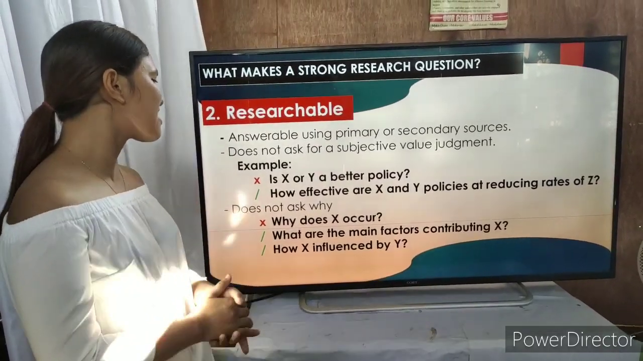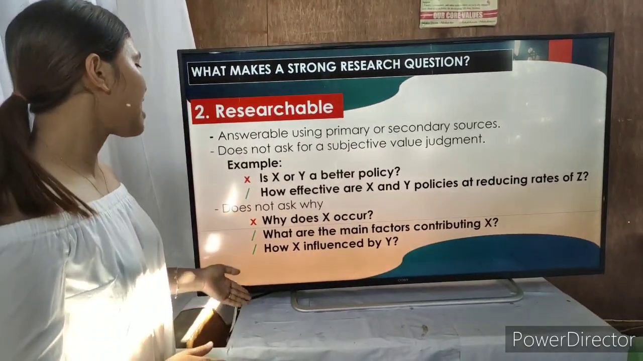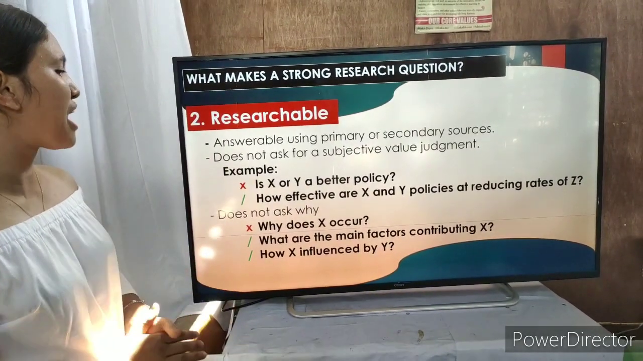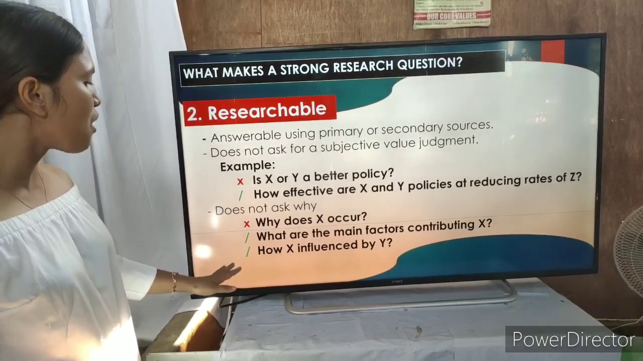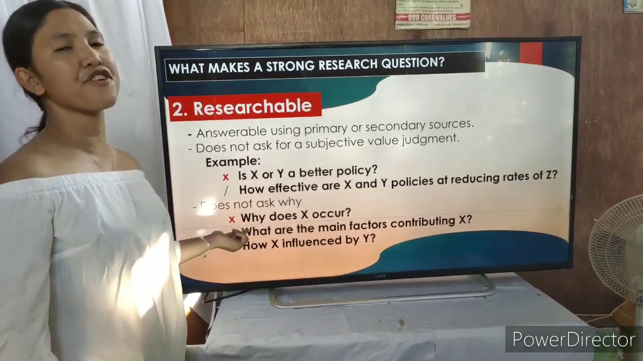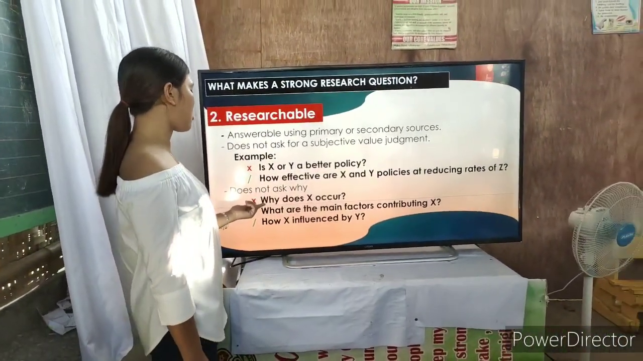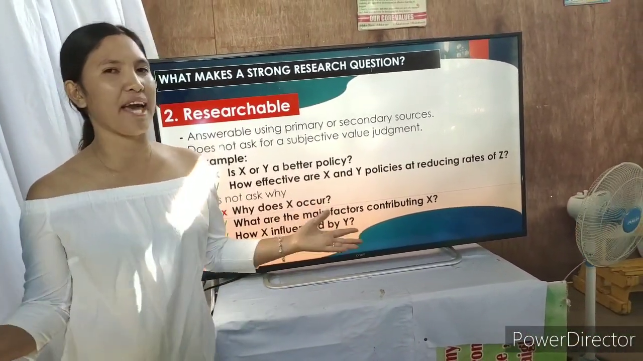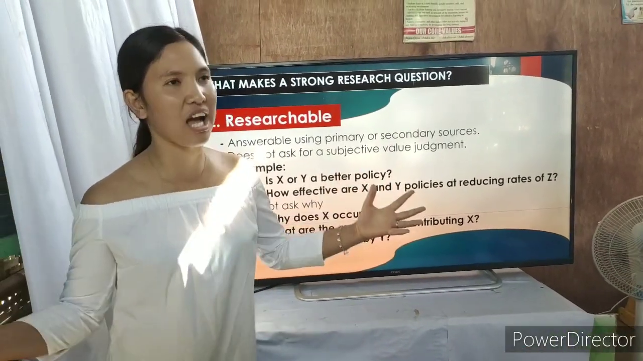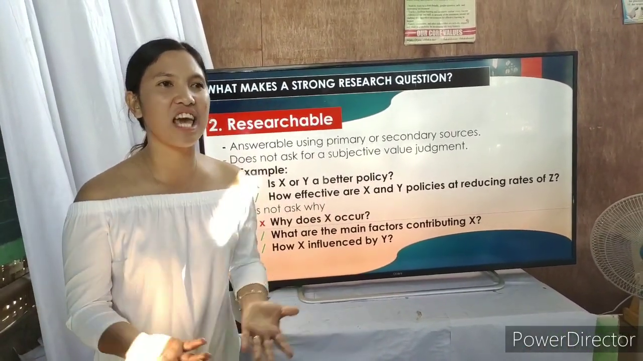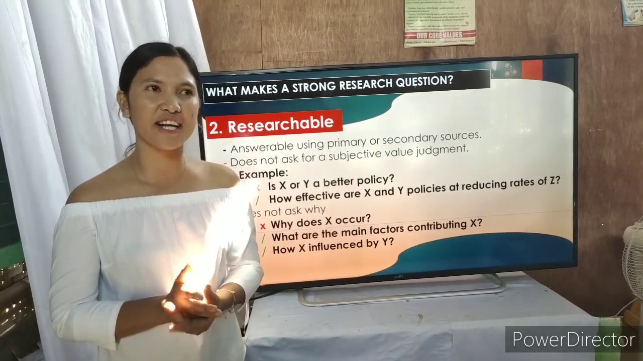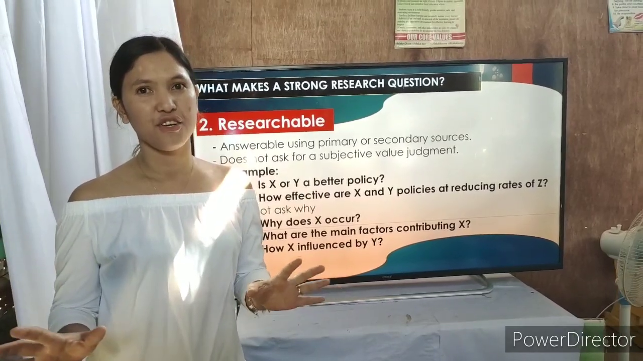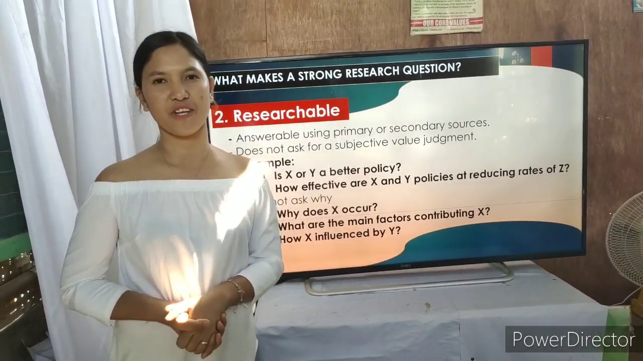Okay, a research question does not ask why. Example, why does X occur? What are the main factors contributing to X? How is X influenced by Y? The first question is not a good research question since it uses why. Why is too open. Parang masyadong malawak siya. If you are asking a respondent, it's very hard to identify the answer because they have a lot of answers. So, not a good research question.